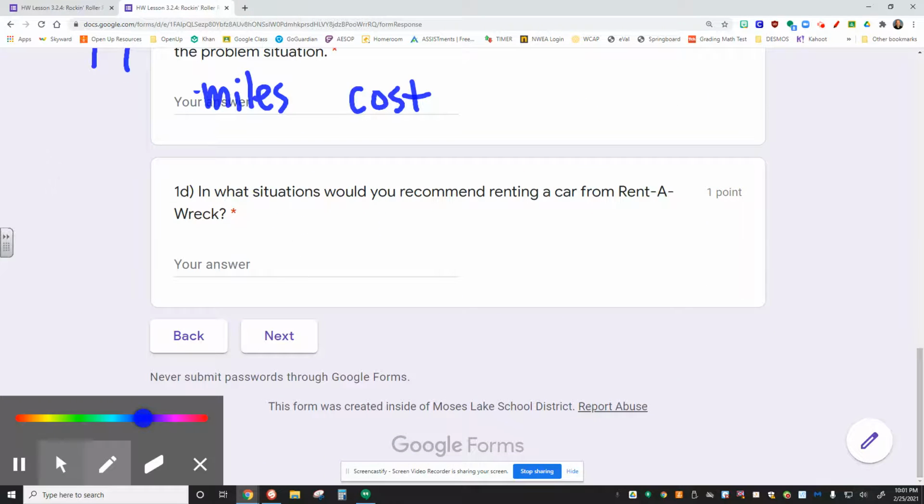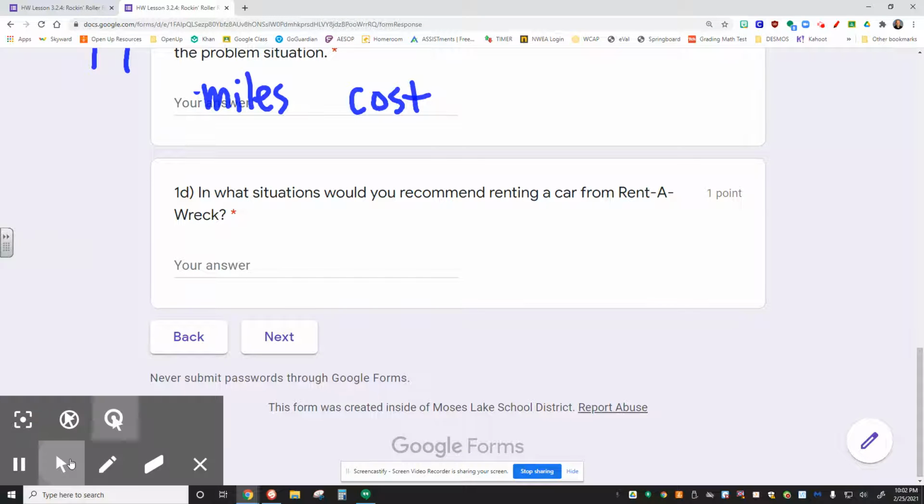Got it. 1D is what situation would you recommend renting a car from Rent-A-Wreck? Basically, think about the situation that you gave in here and make a decision as to why you would choose that company and how you would go through it.